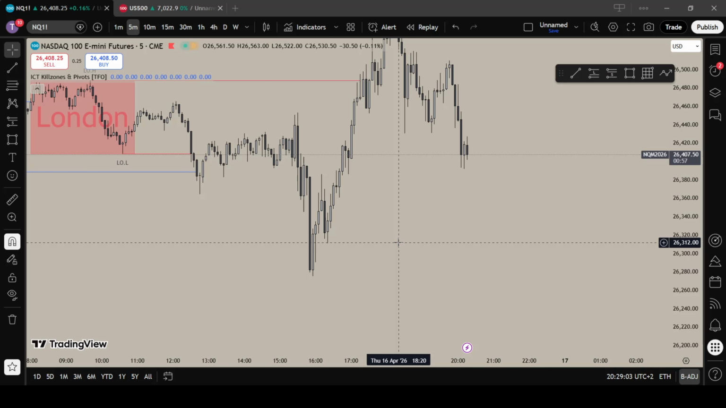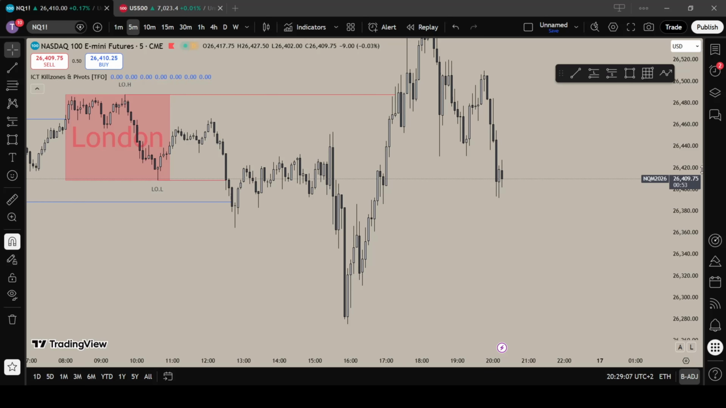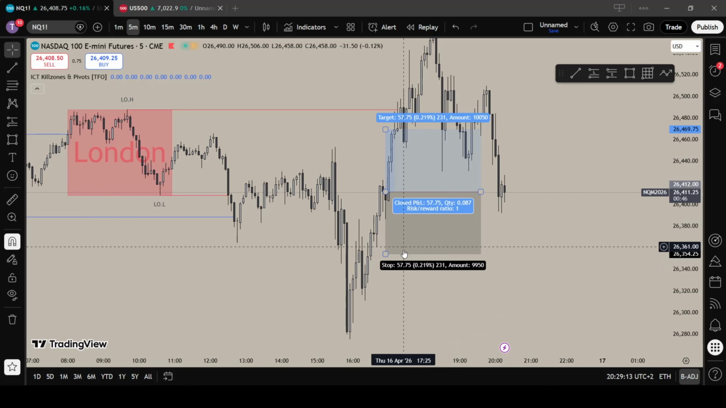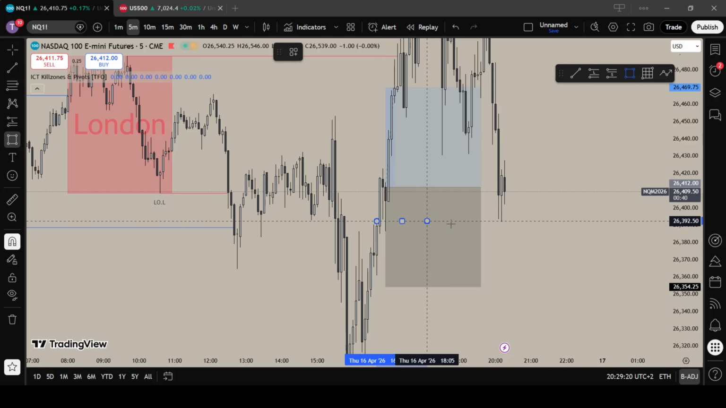Or now we can go with the continuations. Let's see, for example, we had this trade that my friend took over here, when the price entered this 5-minute gap over here that we created. As we can see, it was a little gap, but the gap got respected.